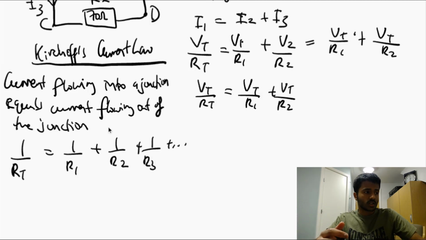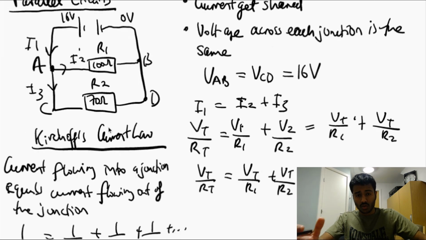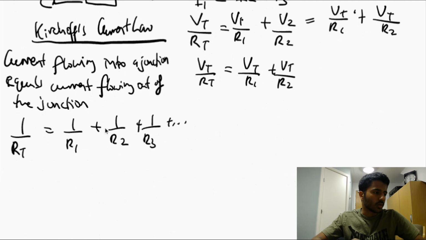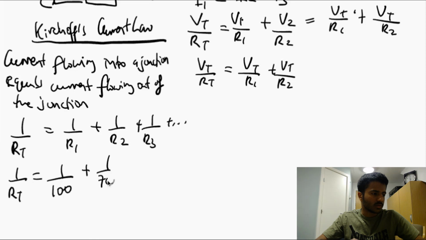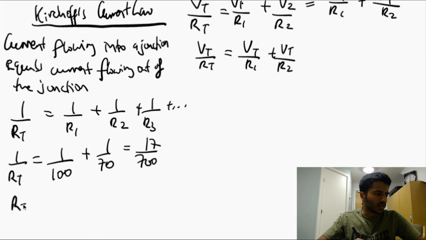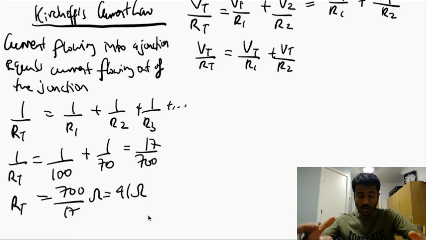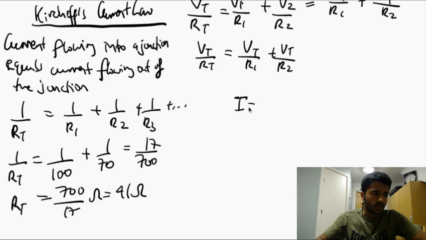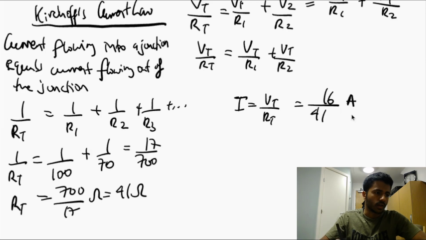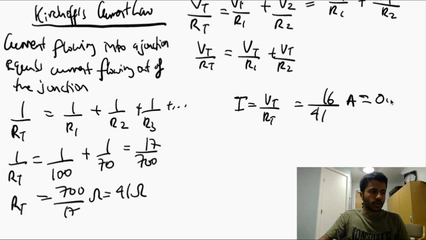So as an example, if you look at this circuit here, if I wanted to find the total resistance, well, I'd first calculate 1 over RT, which would be 1 over 100 plus 1 over 70. And that gives me 17 over 700. So if I wanted to find RT, I just flip that around. I'd say 700 over 17 ohms, which is 41 ohms. So if I wanted to then calculate the current flowing through the battery, I could just say I is equal to Vt over RT, which is 16 volts over 41, and that would give me my current in amps, which is equal to 0.39 amps.